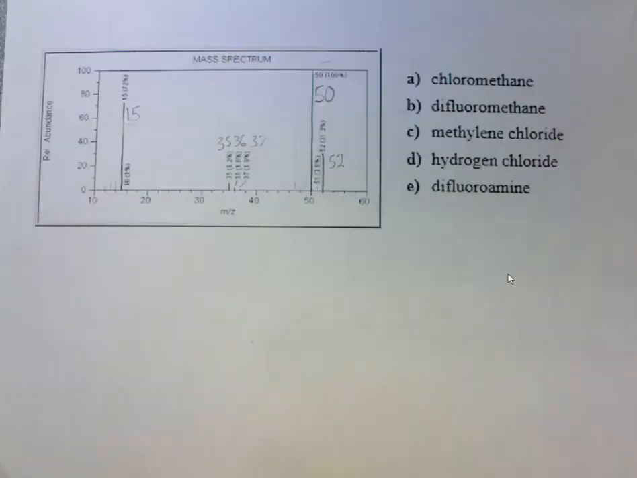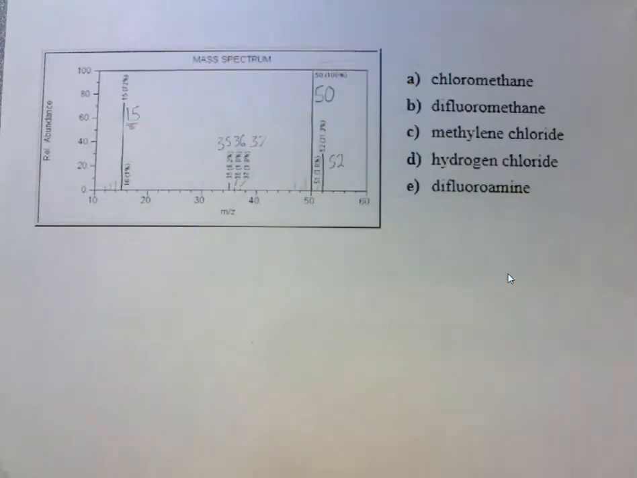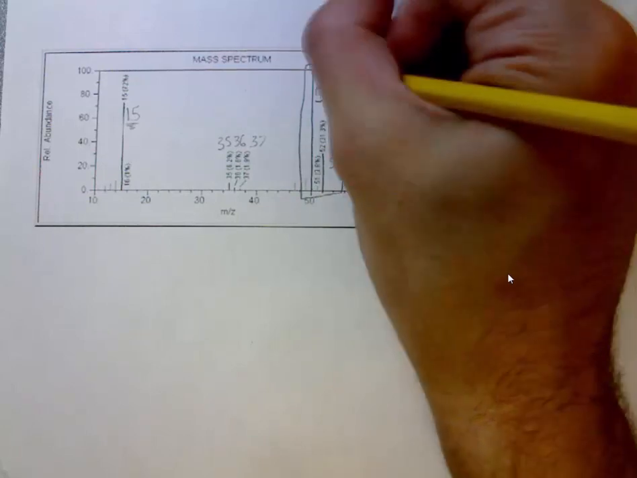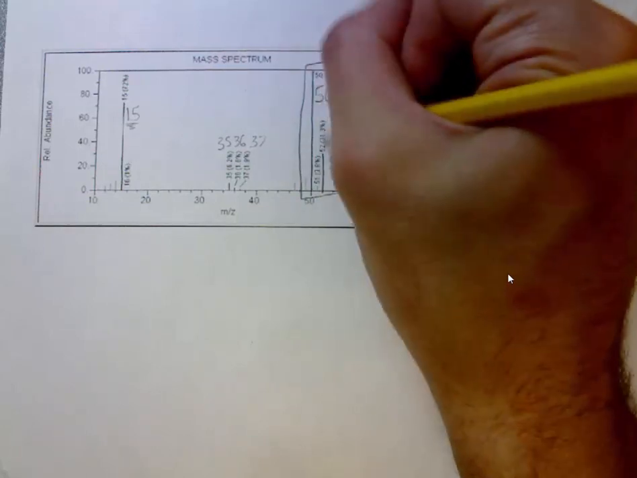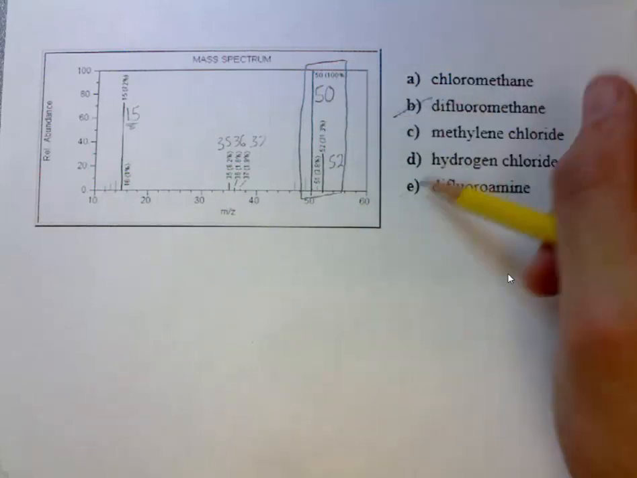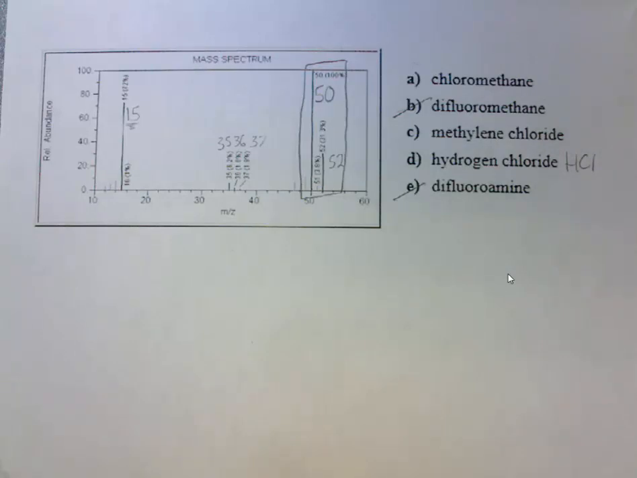For the last one, we have a fairly large methyl peak, and we have a chlorine signature here with the 3-to-1 ratio. Since we know we have a chlorine atom, we can eliminate B and E. For D, we can eliminate because we will not get our desired M value of 50 and we will not get a 15 peak.